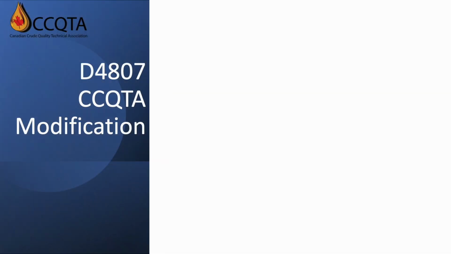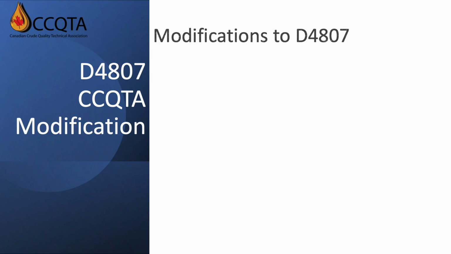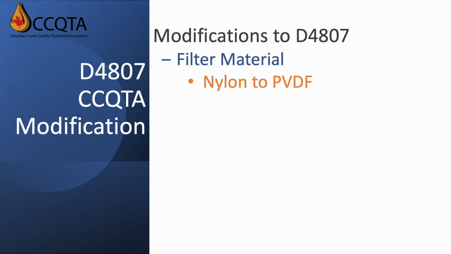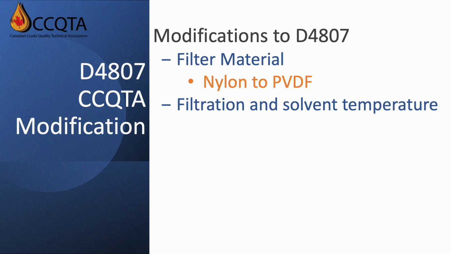I summarized the D4807 method earlier, but I didn't really get into the finer details. However, the modifications to the method are as follows. The filter material has been changed from nylon to PVDF, which allows both toluene and water to be used as a filtration solvent. Next, the filtration and solvent temperature has been reduced slightly from 90 degrees C to 85 degrees C to accommodate limitations in the PVDF filter.